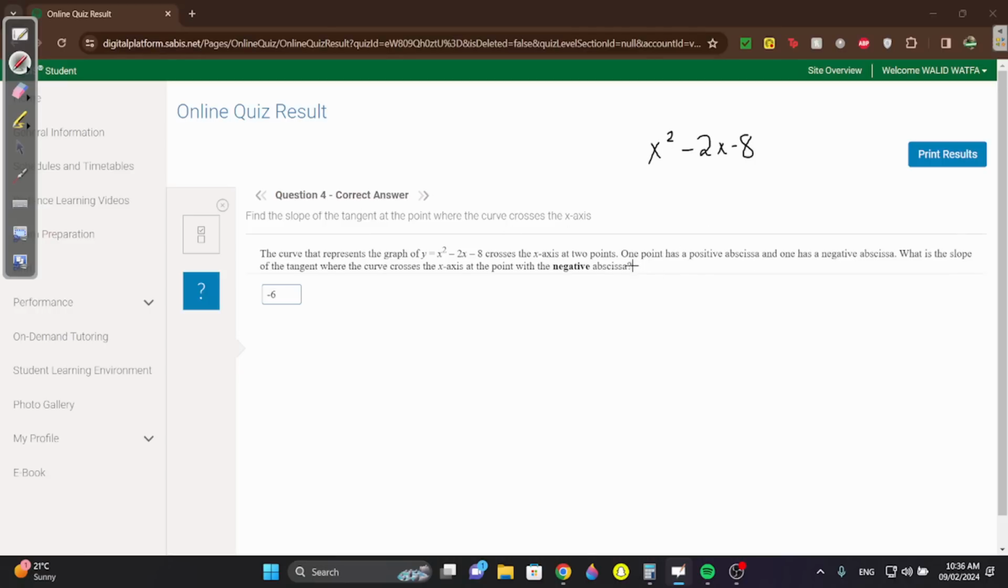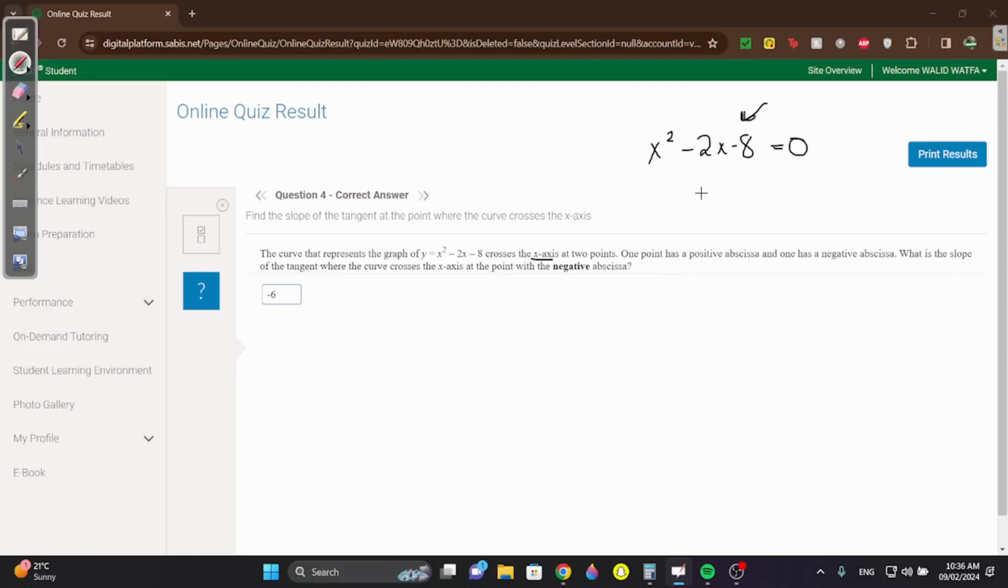When they say it crosses the x-axis, you guys know, again, this is the x-axis, this is the y-axis. You can go here and here. When it crosses the x-axis over here and over here, y is 0, right? So when we say crosses the x-axis, they're basically asking you to solve it equals 0. And you guys know when you solve x squared minus 2x minus 8, it's a quadratic function.